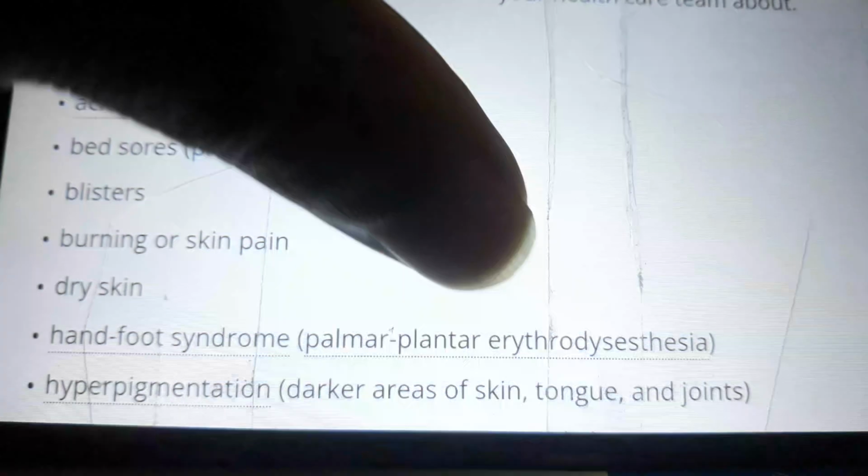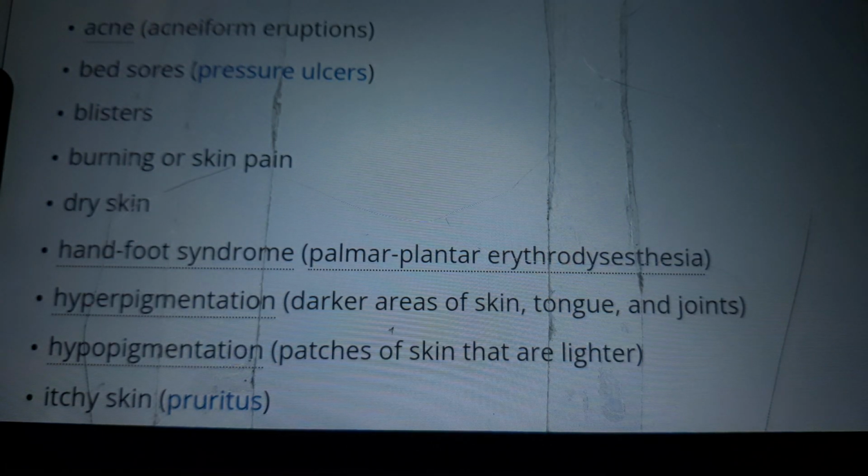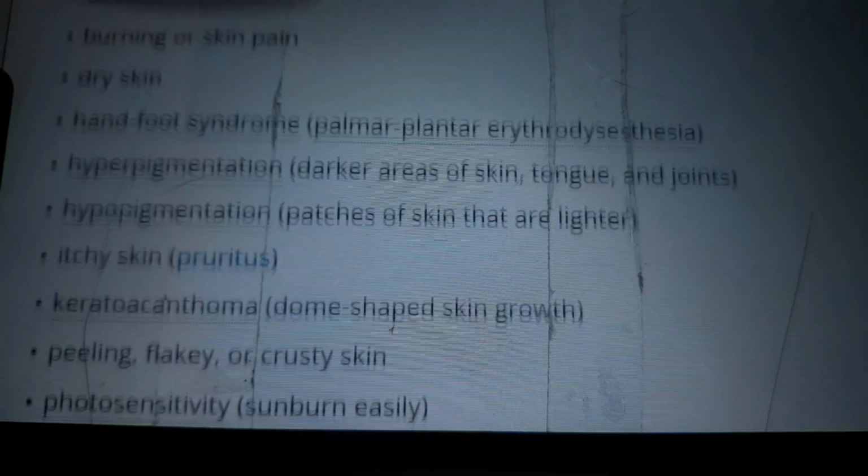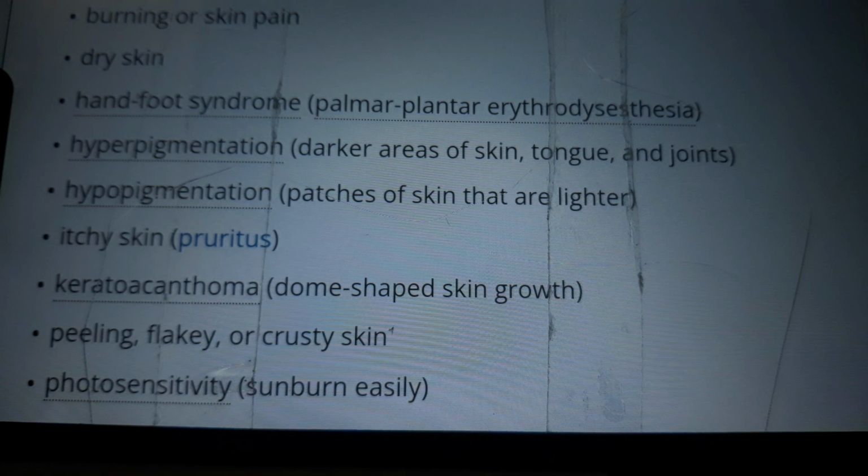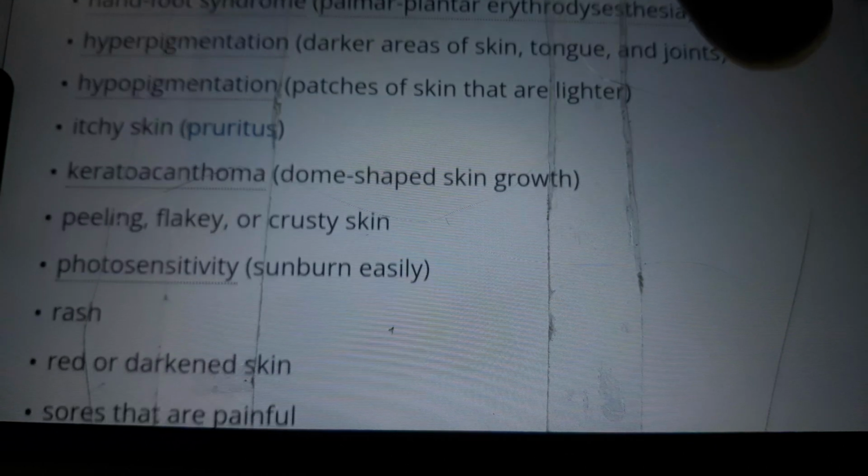Skin changes include acne-form eruptions, bed sores or pressure ulcers, blisters, burning of skin, pain, dry skin, hand-foot syndrome, palmar-plantar erythrodysesthesia. Let me repronounce that for you. Palmar-plantar erythrodysesthesia. Hyperpigmentation, darker areas of skin, tongue and joints. Hypopigmentation, patches of skin that are lighter. Itchy skin is pruritus.